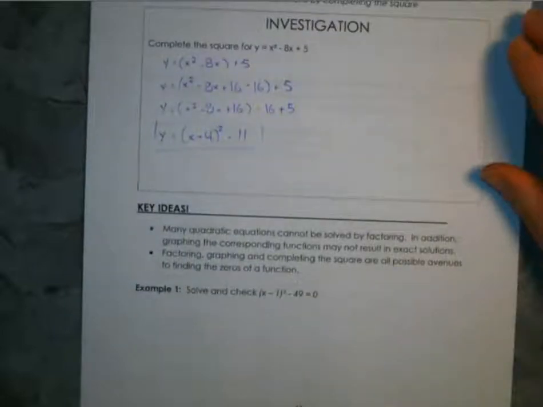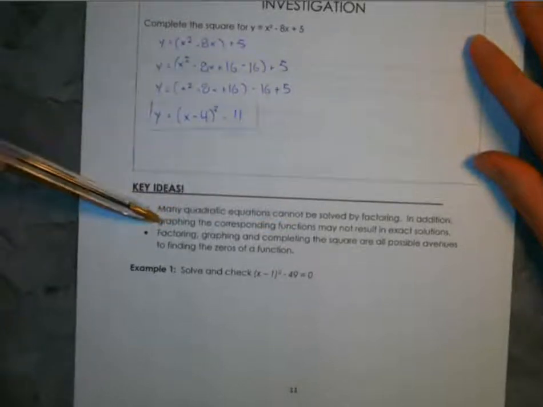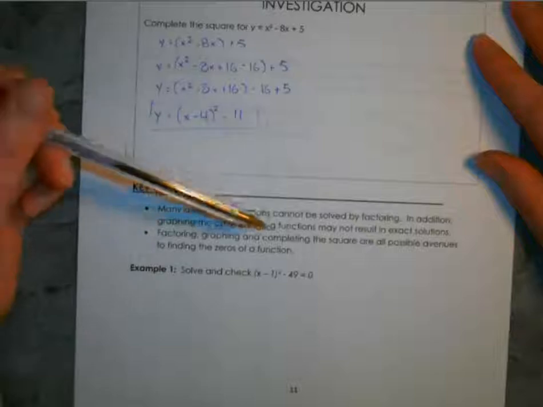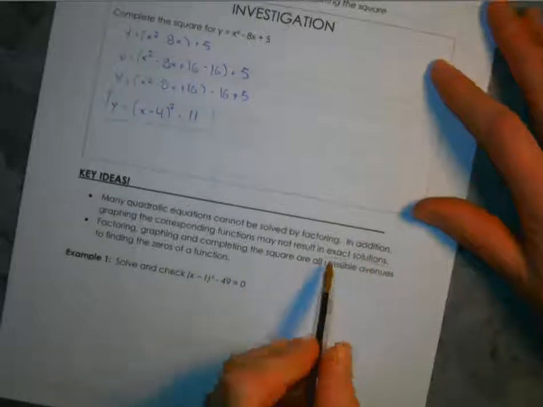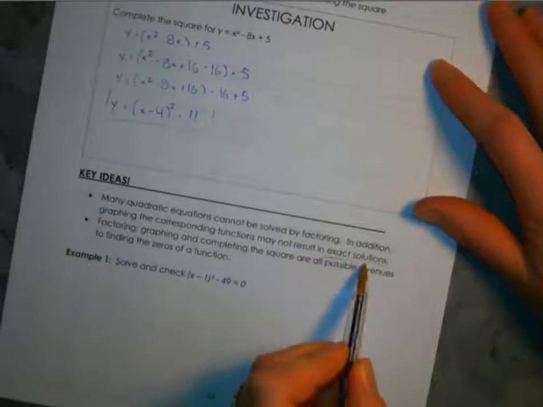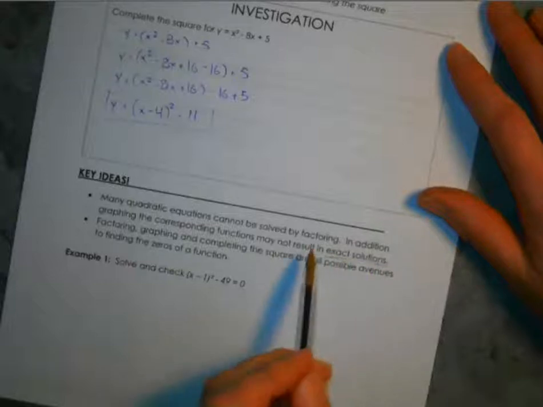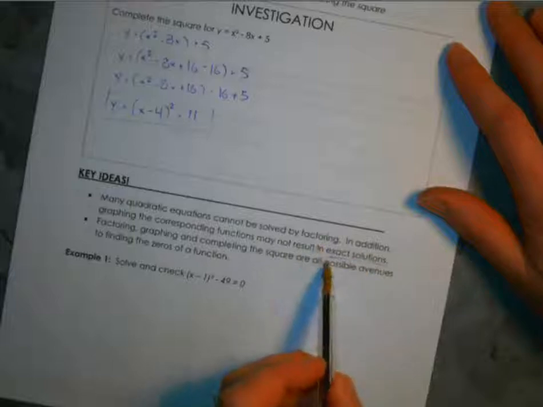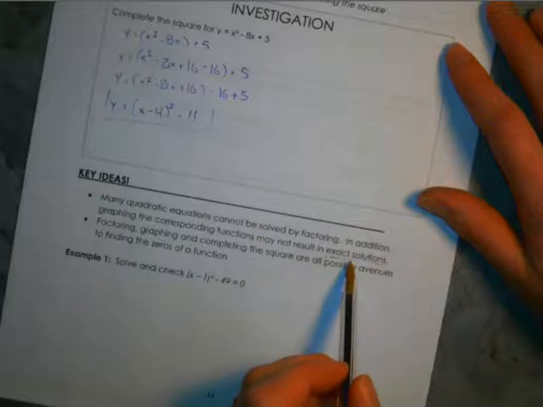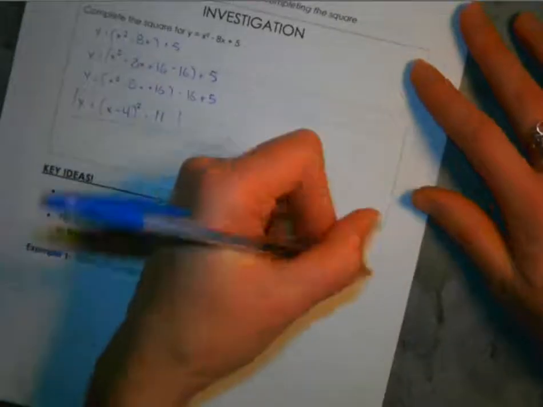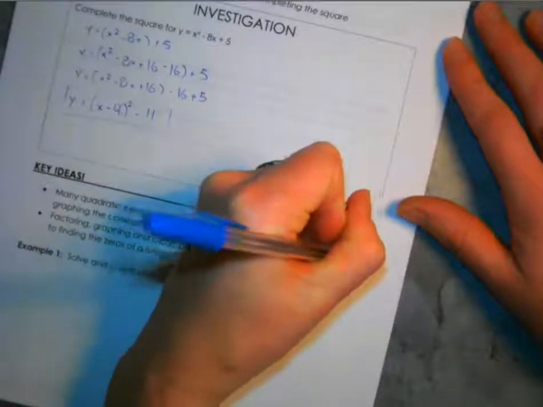Some key ideas that we're looking at today is that a lot of quadratic equations can't be solved by factoring. And sometimes graphing functions will not result in exact solutions. Remember, we've talked about this before. The term exact solutions is used a lot, like on tests, they'll ask you for the exact value, and that's what we're talking about here. With an exact value or an exact solution, what it means is you cannot give a decimal. You either need to have your answer as a fraction or a radical.